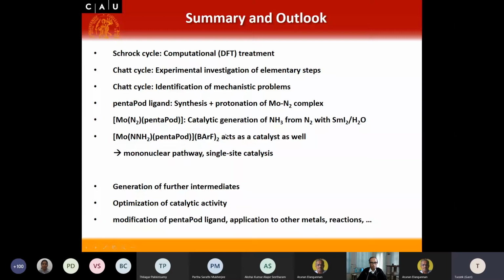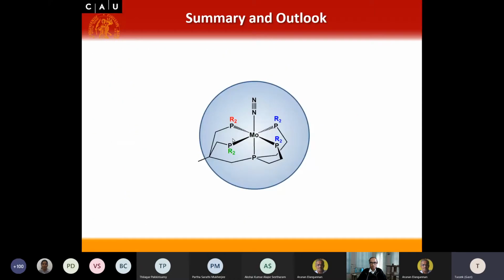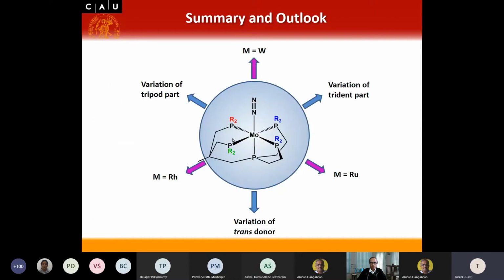And this would mean it's a first phosphine-based single-site molybdenum catalyst. Now, of course, we want to generate further intermediates. We want to optimize the catalytic activity, and we also want to optimize or modify our pentapod system, both with respect to the metal centers and with respect to the composition of this ligand.